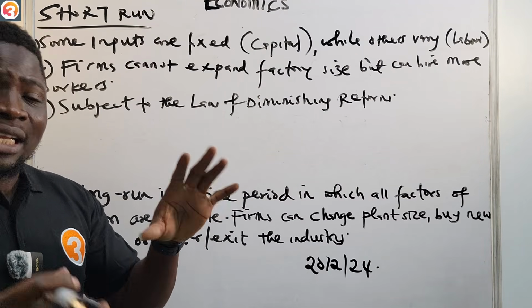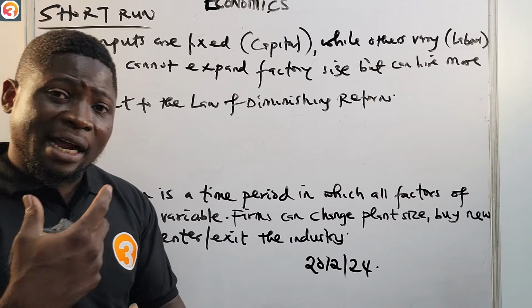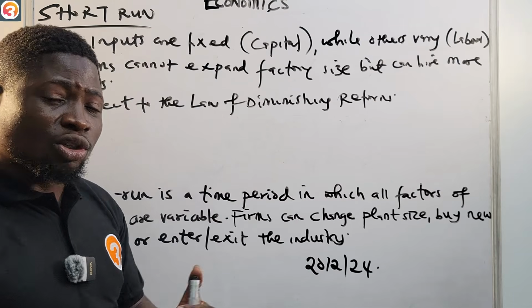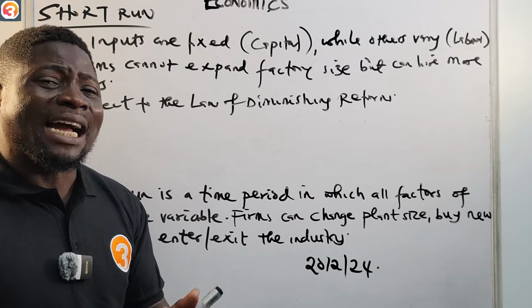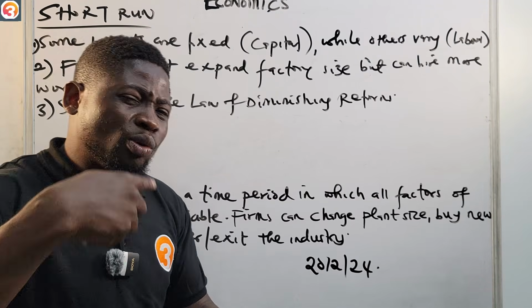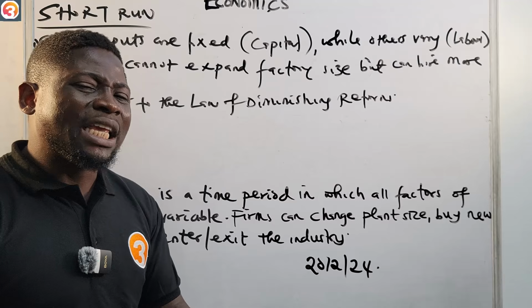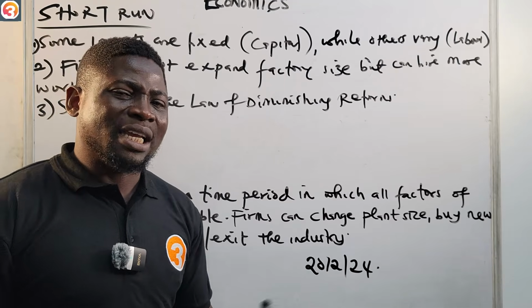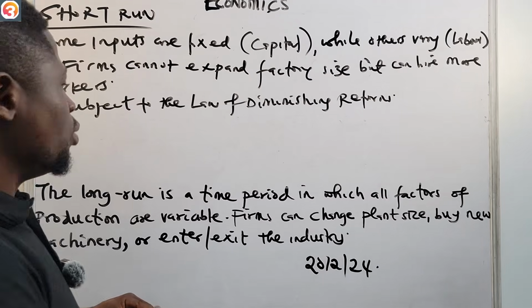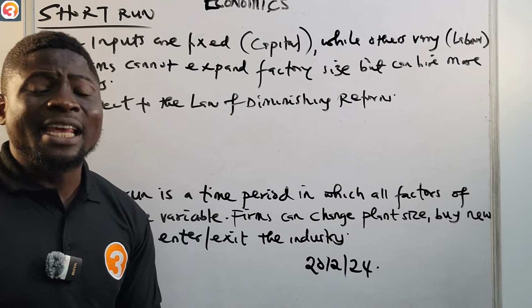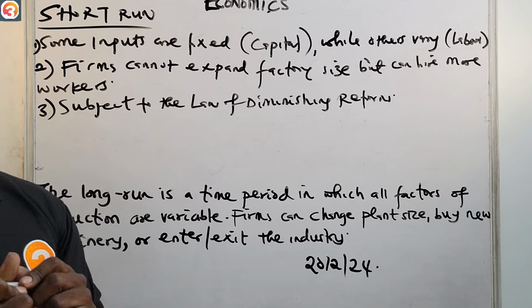So like I'm saying, you can hire workers in the short run to increase productivity, but the more you hire, it gets to a point that if you keep hiring, those additional units you are adding will not be leading to productivity again. So at that point, they become useless. So that is another key characteristic of the short run production process.